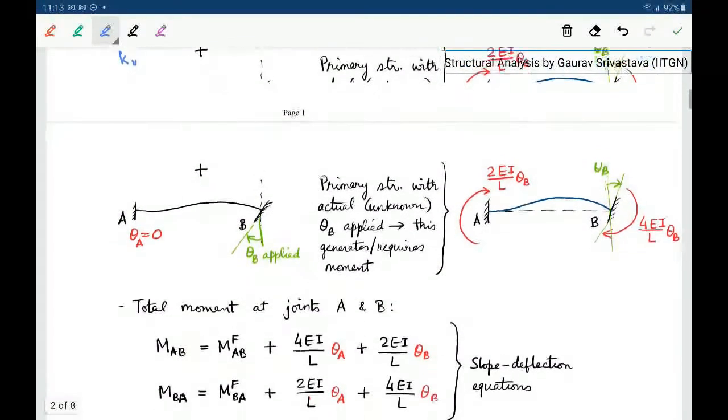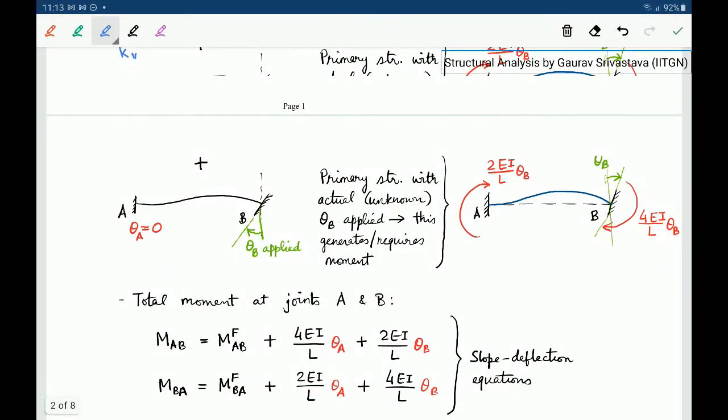The third case we consider is that we hold theta A to be 0, and we apply a clockwise rotation theta B at B. We again consider the primary structure with the actual theta B which would have been there in the original structure, and this also is unknown. To induce this, we will have a moment at B which will be applied to induce theta B, and this is the induced moment at A due to that theta B.